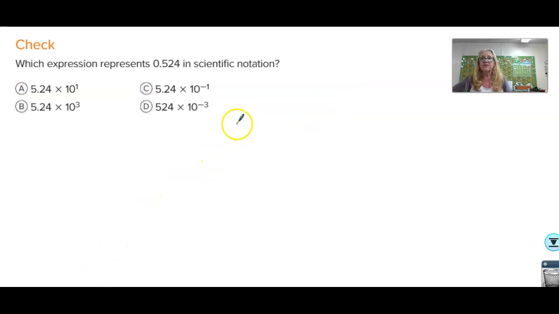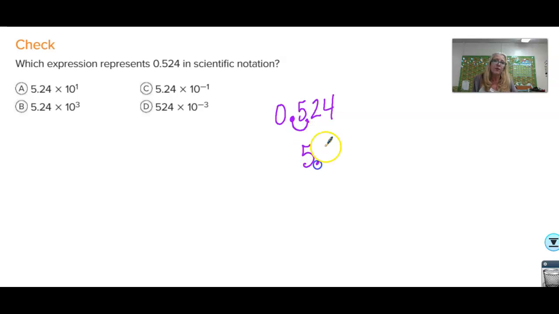All right, which of these is this number in scientific notation? Well, we have 0.524. In order to be in scientific notation, we need one number to be to the left of the decimal. So this decimal is going to have to move from here to here because we want to have 5.24. Now, because this number is a very small number, we are going to have a negative exponent. How many places did we move it? Just one. So the correct answer was C.